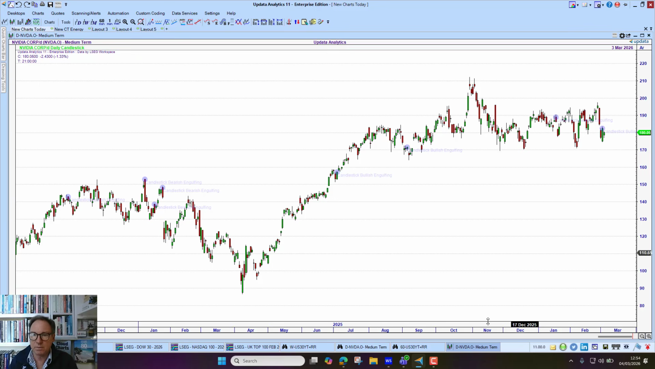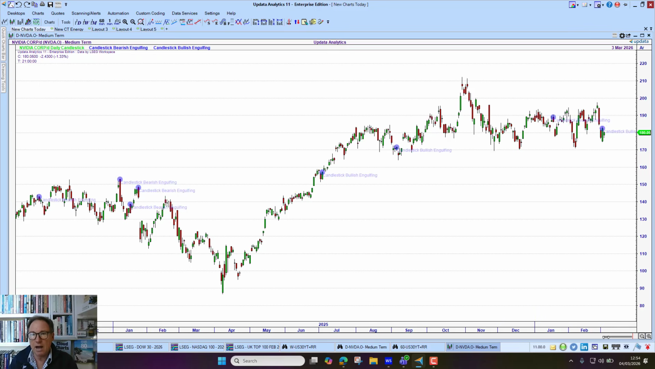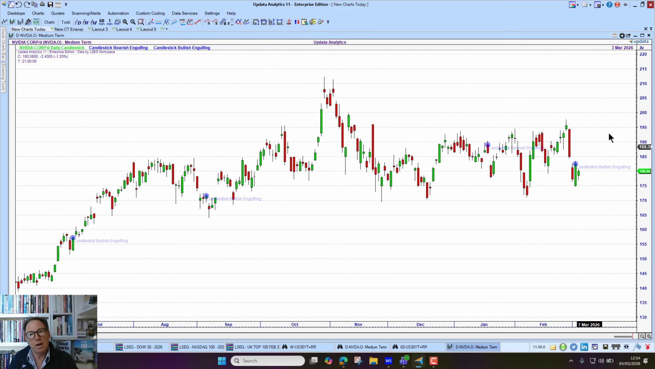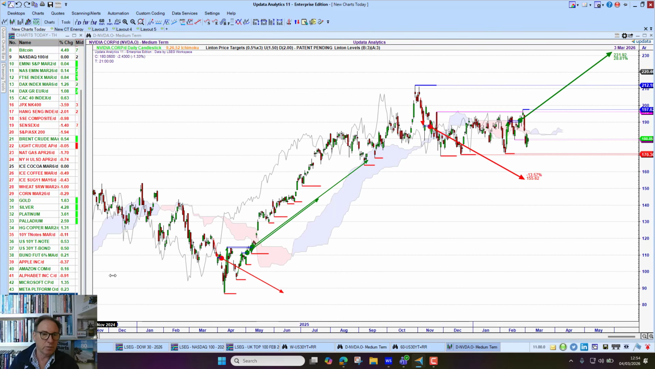So really quite interesting, but that is going to be very telling. Are we going to see a new upside move there? But we are really stuck in this 170, 195 range there for NVIDIA. So that's really quite key.